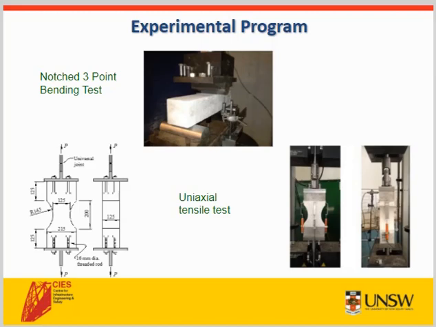The specimens were tested using ram displacement control, initially at a rate of 0.12 millimeters per hour until the formation of the dominant crack, and then we progressively increased this rate as the crack widened.